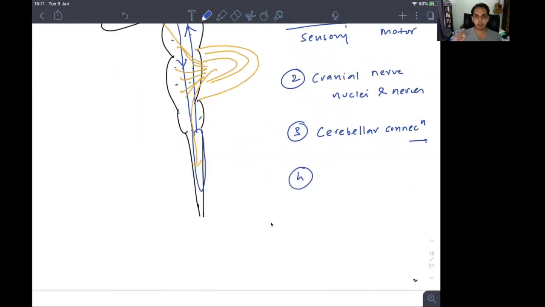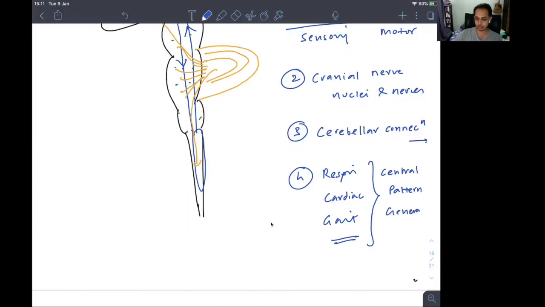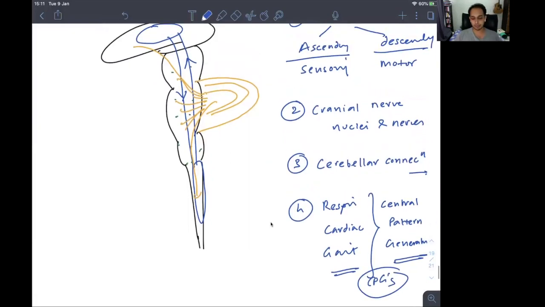You know that your brainstem controls all your primary functions of the body, such as respiration and your cardiac cycle. Even when you're walking, that gait is controlled in your brainstem. There is a term for this, which is called central pattern generators. These are called CPG. So all of these are in the brainstem.